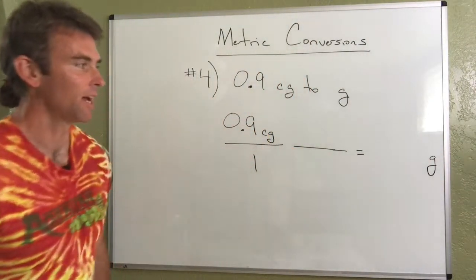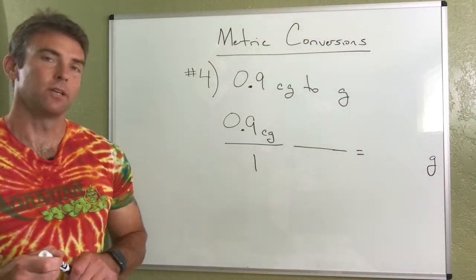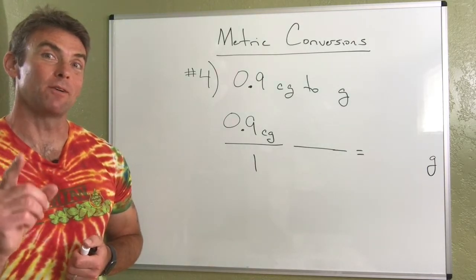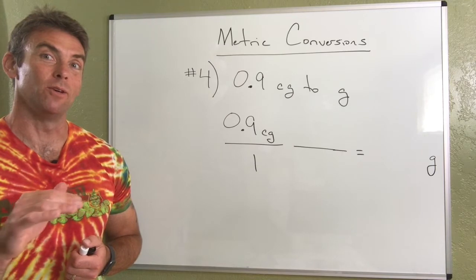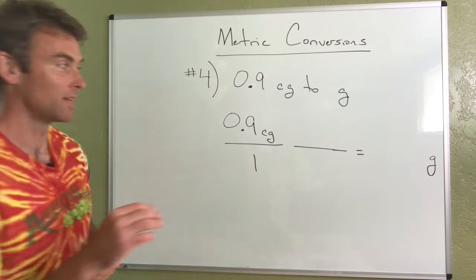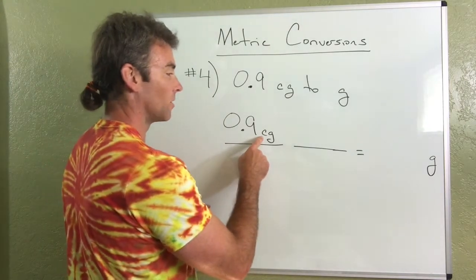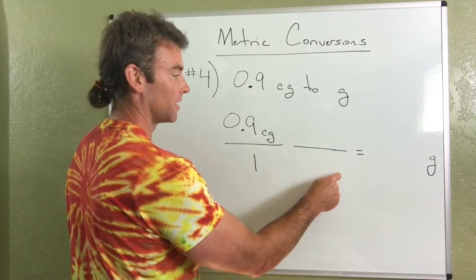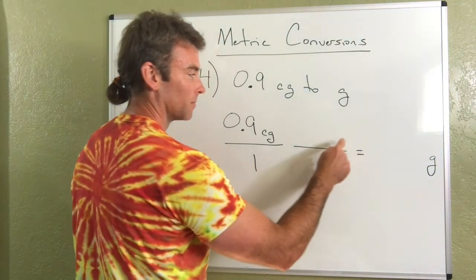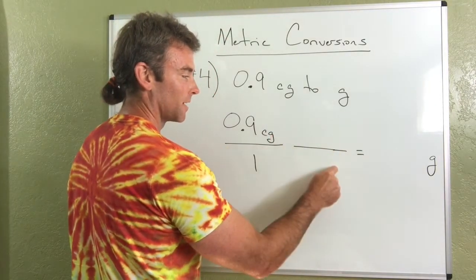All right, I got it all set up. So if you looked at the last video, remember, don't think about numbers right now. Think only units. And then we're going to be mindless automatons. We are going to say, centigrams, I want you to go away. I'm going to put centigrams down there to get rid of you. I want to go to grams. Grams on the top, centigrams on the bottom.